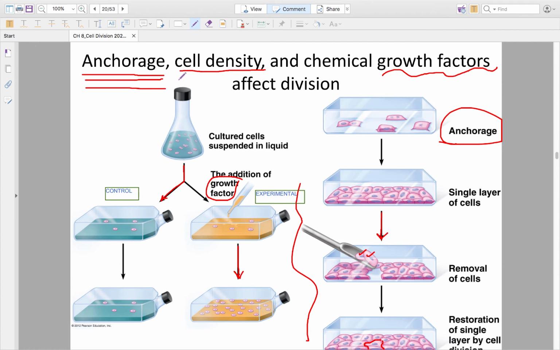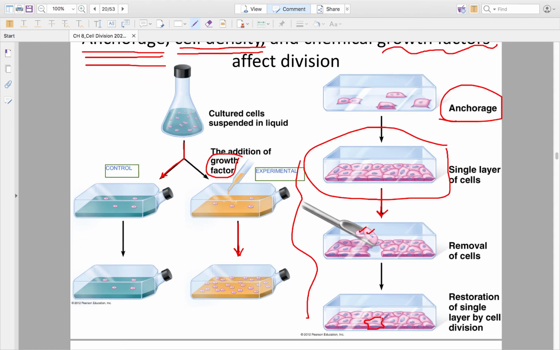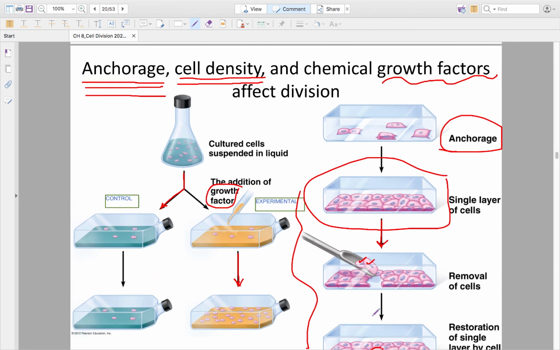And then the cell density is a factor. This whole perfect single layer is an important factor, and the fact that it's restorable is significant. So they don't grow out of control. They know when to stop. And then growth factor, again, has a direct effect on growth.